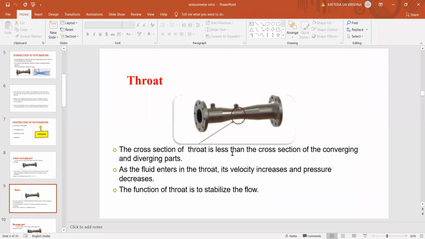Next, for throat, if you see the middle part of the venturimeter, the cross section of the throat is less than the cross section of the converging and diverging parts, that already we know. As the fluid enters the throat, its velocity increases and pressure decreases. As the velocity increases, the pressure automatically decreases in throat also. The function of throat is to stabilize the flow. Nothing but it will flow in a constant manner because the cross-sectional area is the same throughout the length.